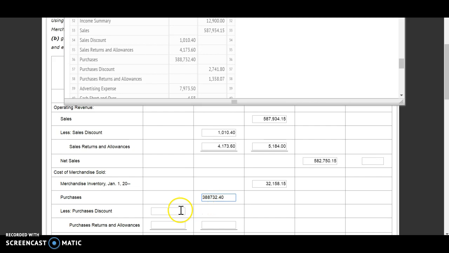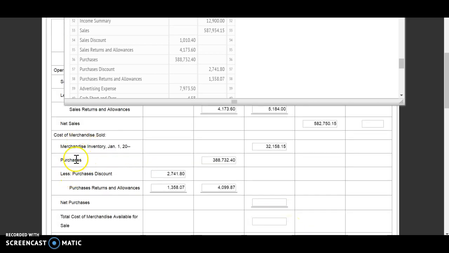Okay, next I need to find my purchases on my adjusted trial balance. $388,732.40. Then I'm going to look at my purchases discount, $2,741.80. And my purchases returns and allowances, $1,358.07. Again, just like I did for my sales discount, sales returns and allowances, for my purchases section, I'm going to add those two together. I should get $4,099.87.